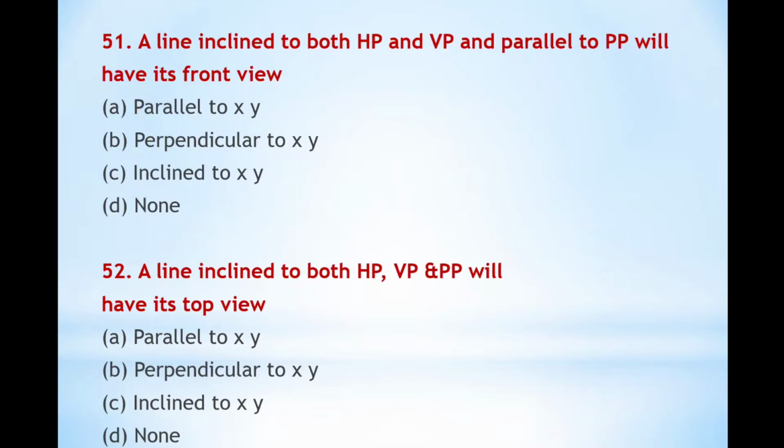Okay, so we'll start from 51. A line inclined to both HP and VP and parallel to PP will have its front view. There are different options, so let us first of all understand the condition. They have mentioned the condition of the line with respect to the PP also, so we'll see how that line will be.